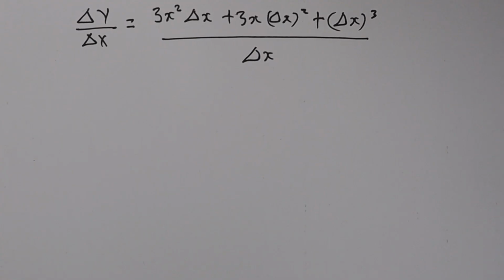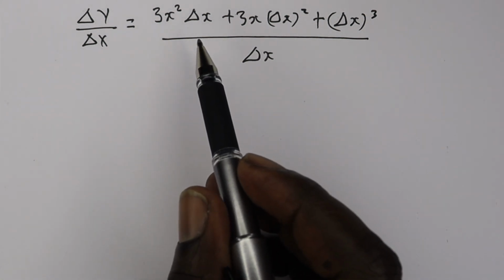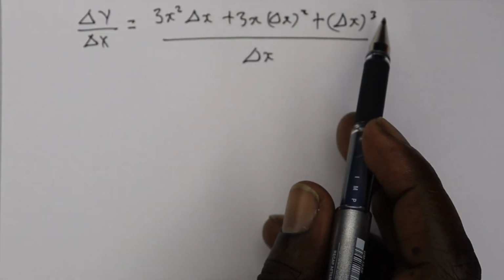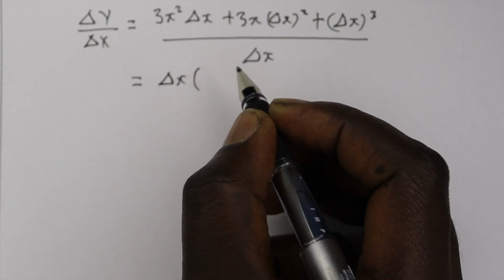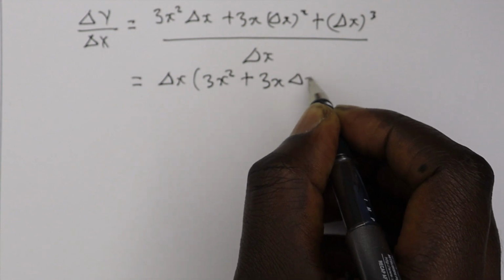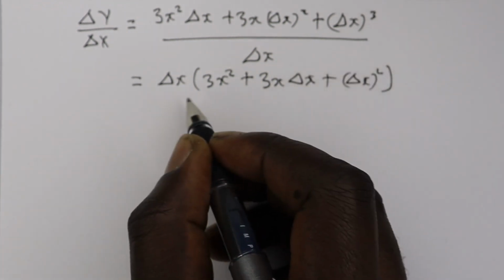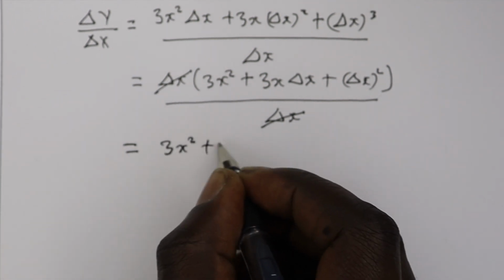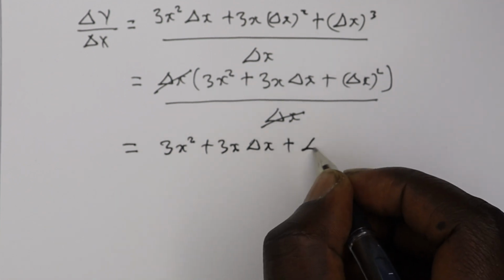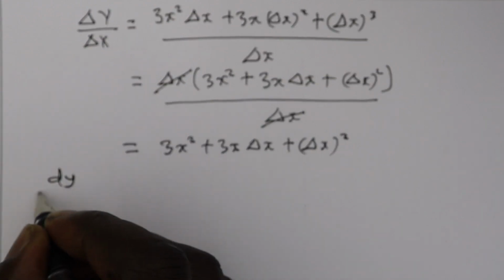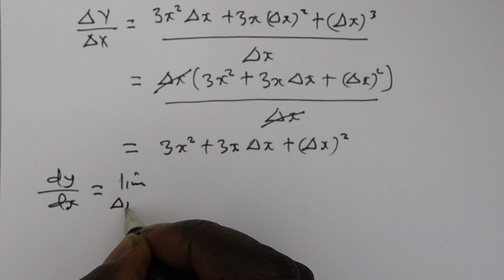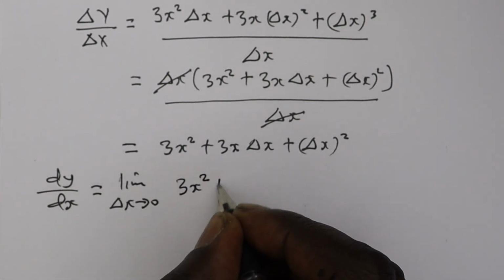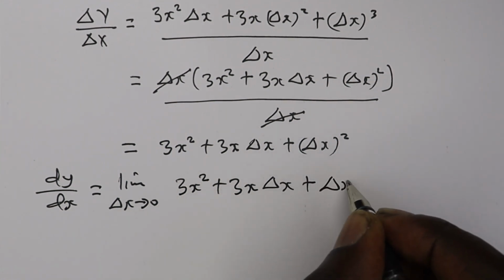So now you have the change in y over change in x as 3x squared times delta x plus 3x times delta x squared plus the cube of delta x, over delta x. You can factor out the common factor in the numerator, that is delta x into 3x squared plus 3x delta x plus delta x squared, over delta x. Delta x and delta x will cancel, so that you're left with 3x squared plus 3x delta x plus delta x squared. And remember, dy/dx is given by the limit as small change in x tends to 0 of the change in y over change in x, and that is 3x squared plus 3x delta x plus delta x squared.